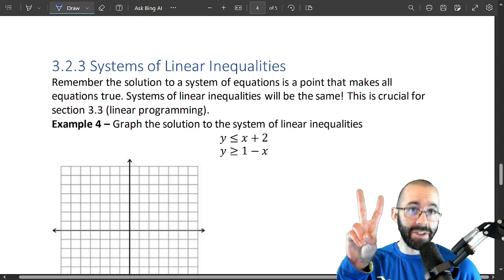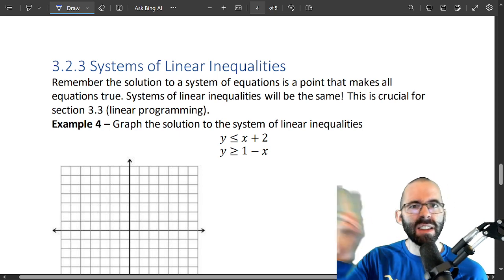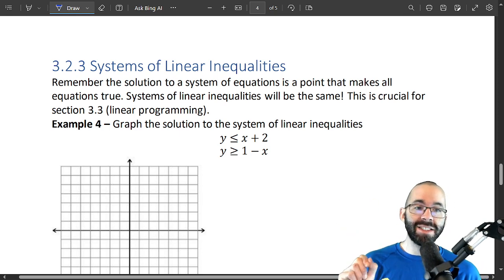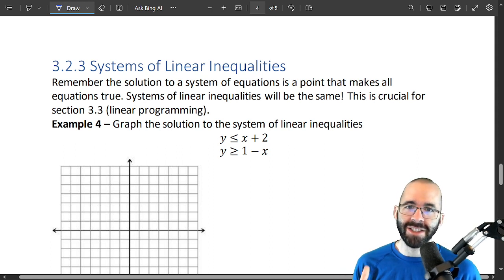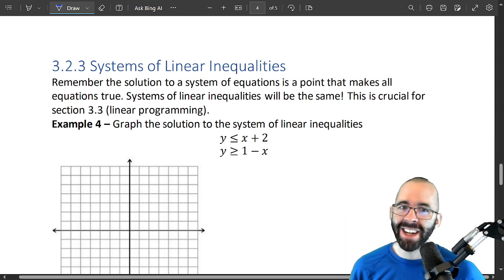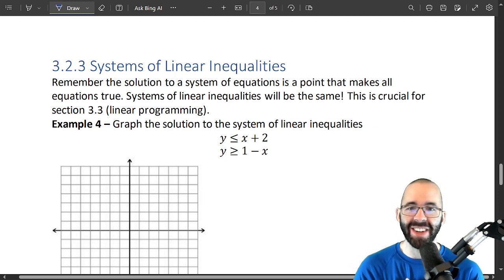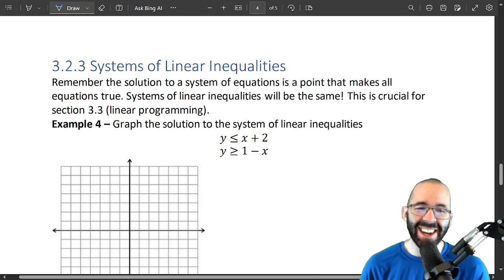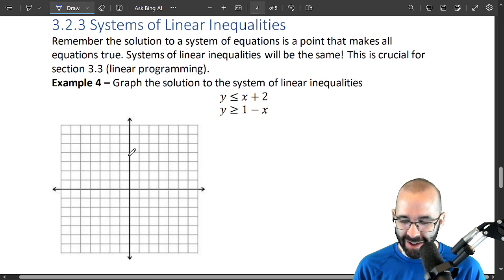Good news, double good news, okay? First piece of good news, there's really nothing new. We're basically just doing things twice. Second piece of good news is this is going to be really useful in 3.3, which is linear programming, which is super cool. One of my passions in math is linear programming, so we got that coming up next section. It can be a little tricky, but this will make it easier if you're good with 3.2.